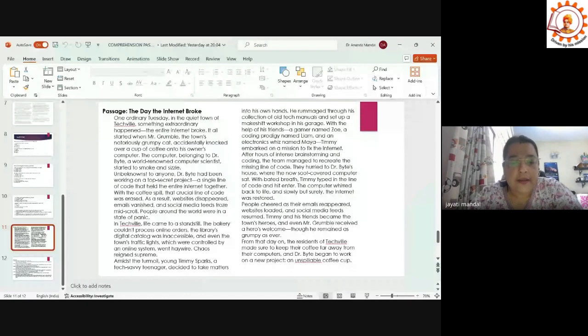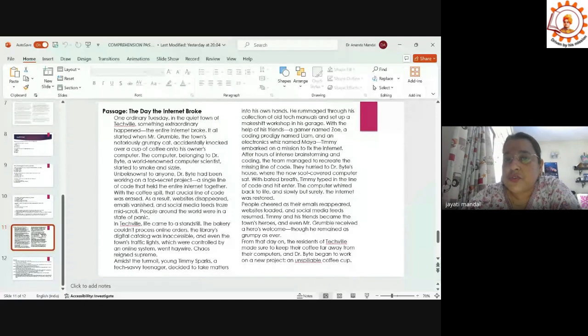Amidst the turmoil, young Timmy Sparks, a tech-savvy teenager, decided to take matters into his own hands. Who is tech-savvy? Tech-savvy is a person who is well informed about modern computer technologies. So he is a tech-savvy teenager and he decided to take matters into his own hands. So what did he do?